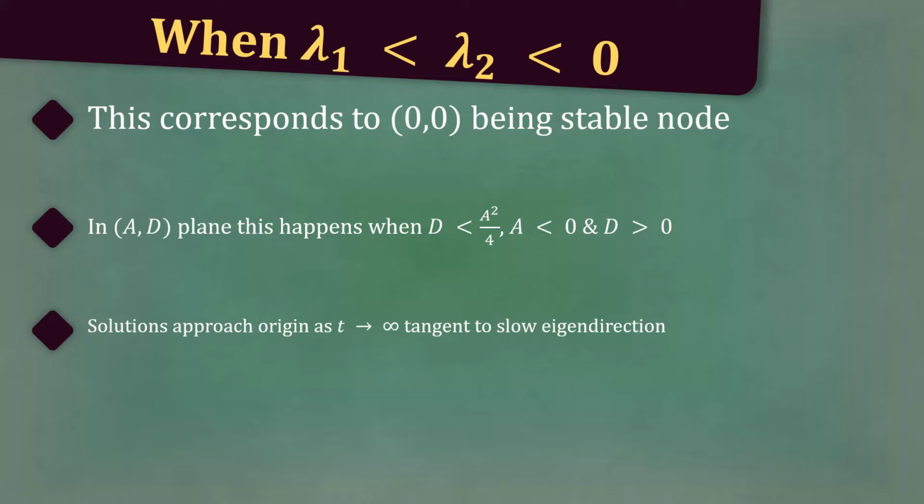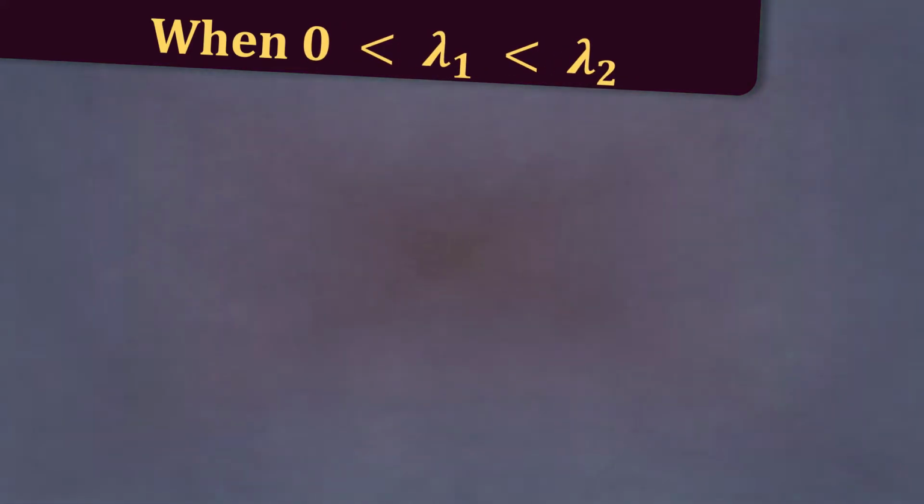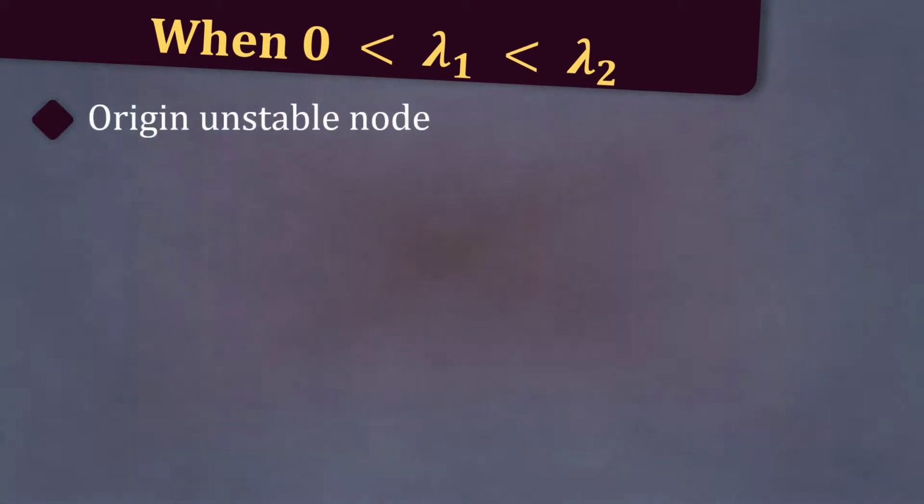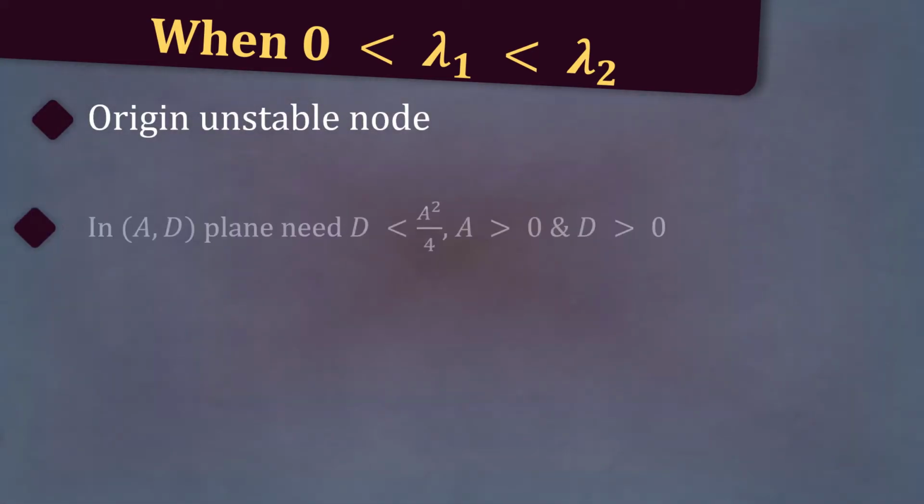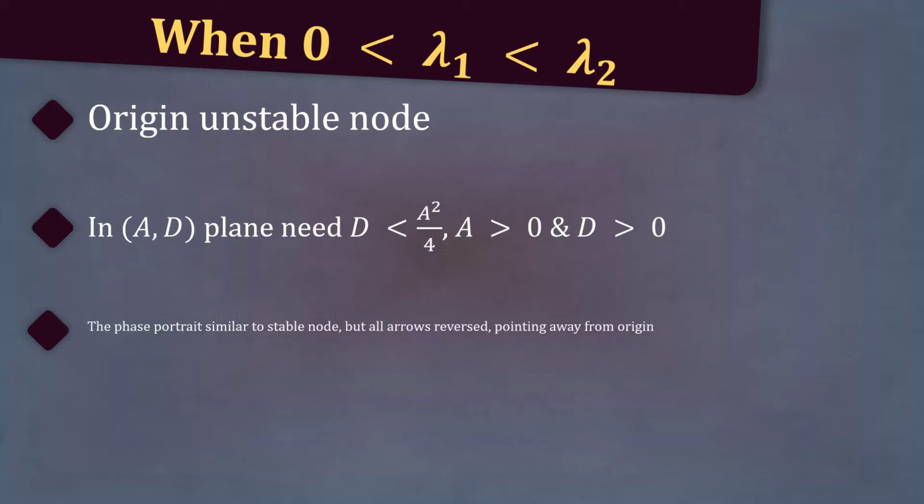The solution approaches the origin as t tends to infinity and is tangent to the slow eigendirection, which is defined as the direction spanned by the eigenvector with the smaller modulus. Next, let's consider 0 less than lambda 1 less than lambda 2. The origin is then an unstable node. In the ad plane, we need d less than a squared over 4, a positive and d positive. The phase portrait is similar to the stable node, but all the arrows are reversed, pointing away from the origin.